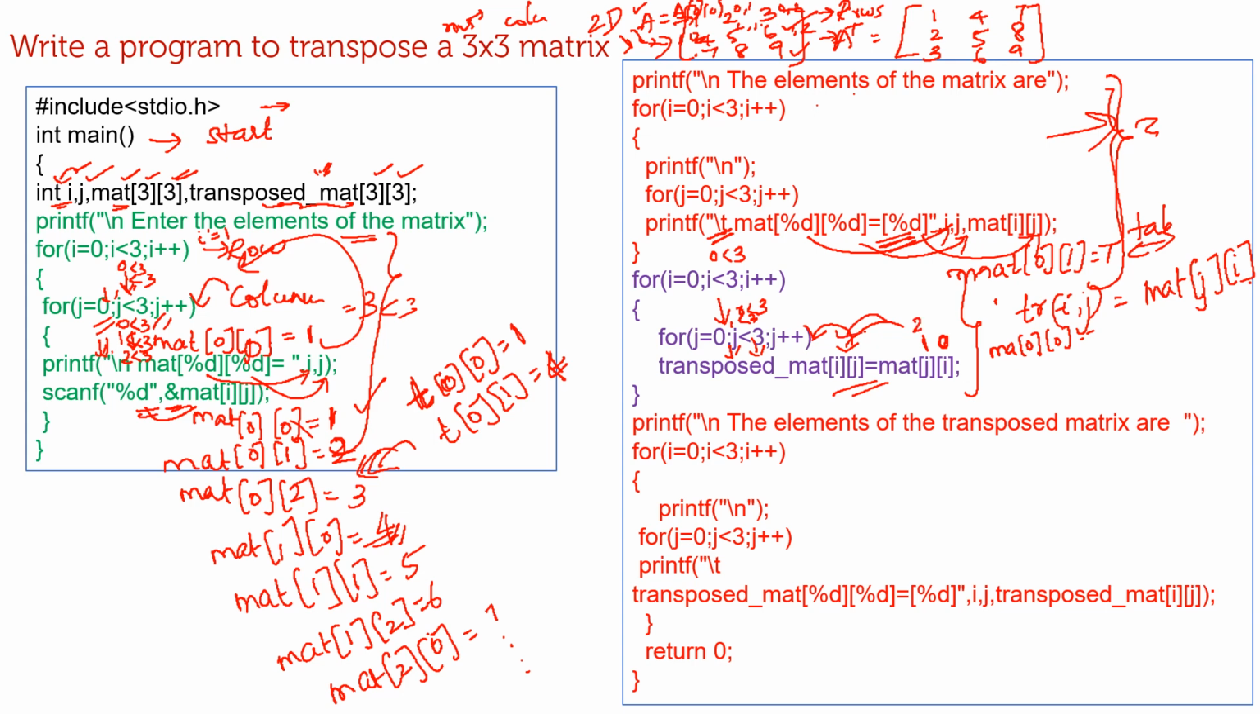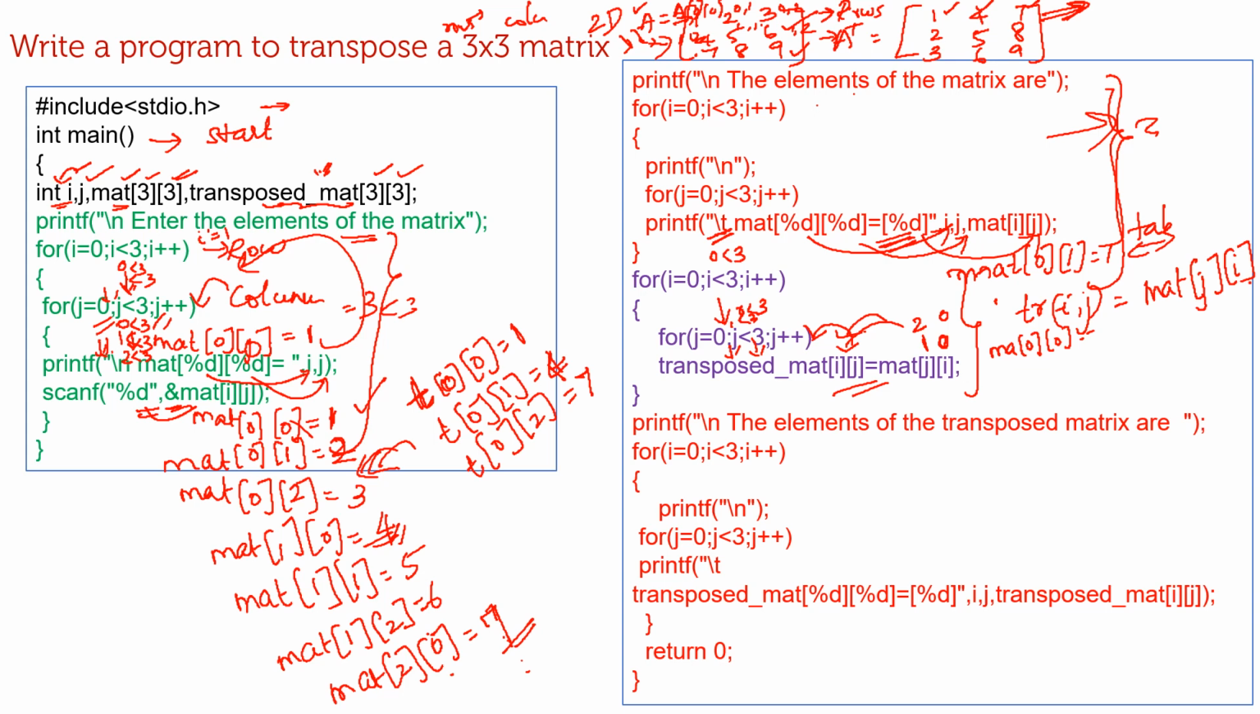j becomes 2. Now it will be mat 2 0. Where is your mat 2 0? It is equal to 7. Okay. So 7 will be entered as transpose of 0 comma 2. So which will be equal to 1 4 7. Okay. 0 0 0 1. So see, you got the output. Here I have written it, right? 1 4 7. So your first column is changed into rows now.